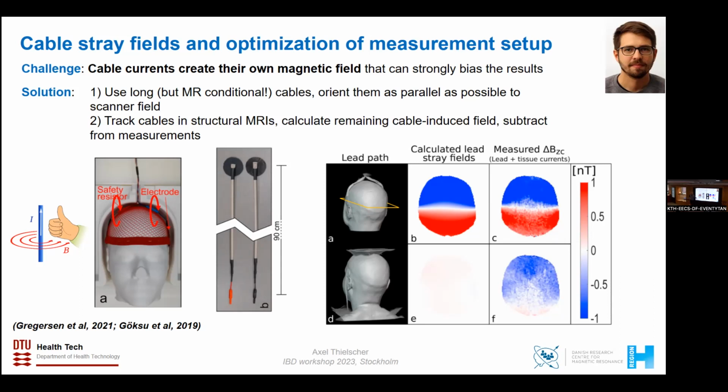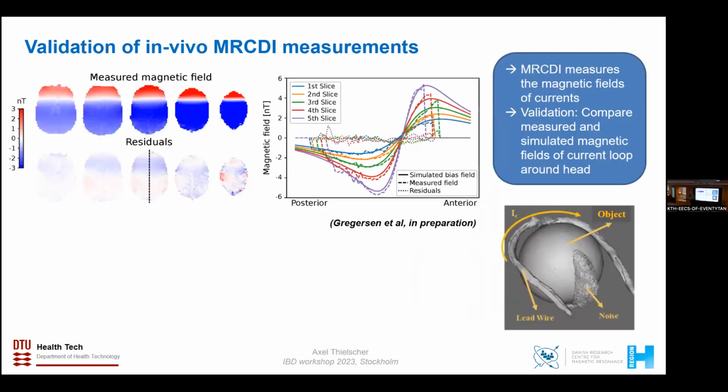Now, why do I talk so long about an artifact which we can take care of? Actually, it also has a big advantage. We can use it to validate our measurements. So instead of having a current flow through the head, we can just have a wire loop around the head, or here around the phantom, where we can use Biot-Savart law to exactly calculate what we expect in terms of the magnetic field. And then we can just see whether we measured this also. And that would be an example here.